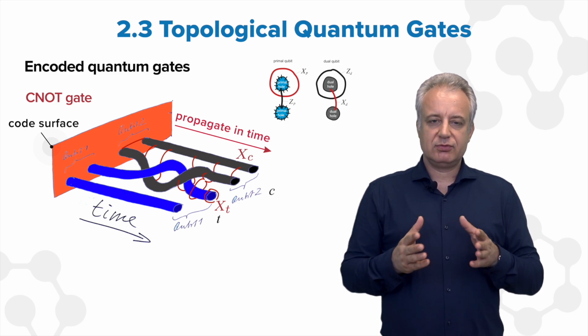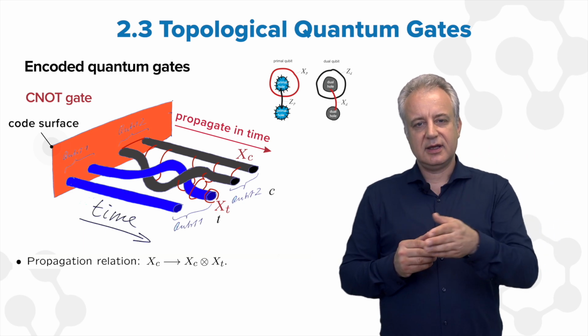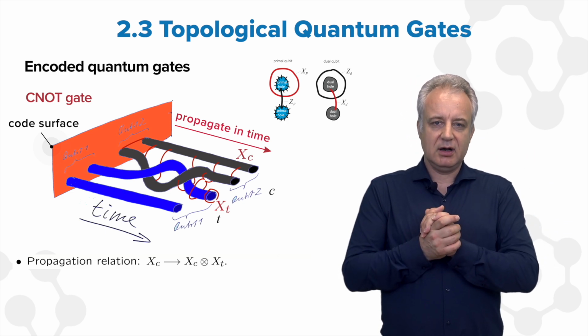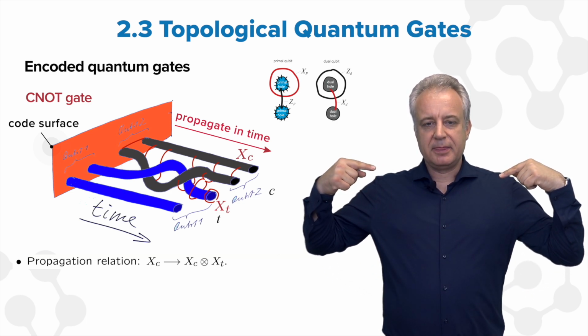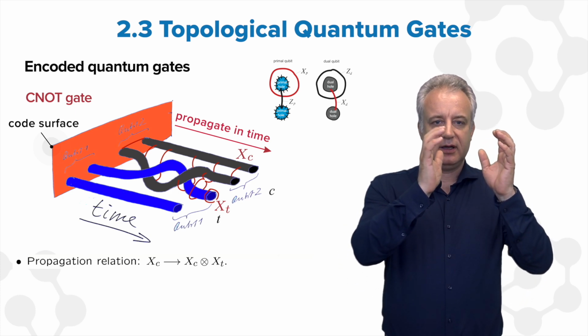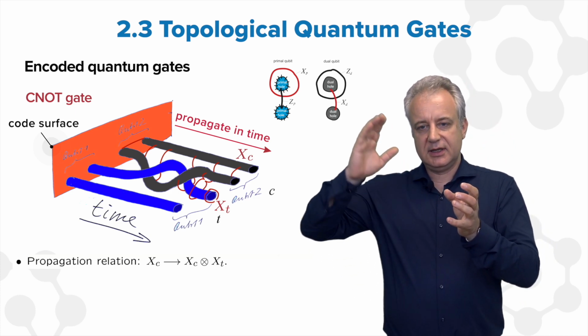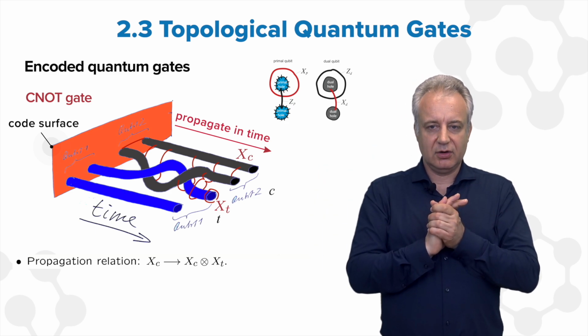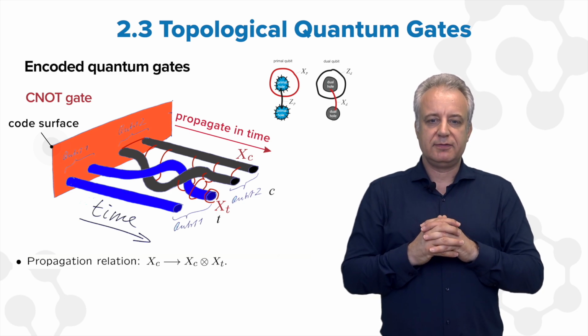So the way to read this is that under the action of the gate, the Pauli X string on the dual qubit has been propagated into the tensor product of an encoded X on the primal qubit times an encoded X on the dual qubit. And so that's a propagation relation that you know from the CNOT gate.